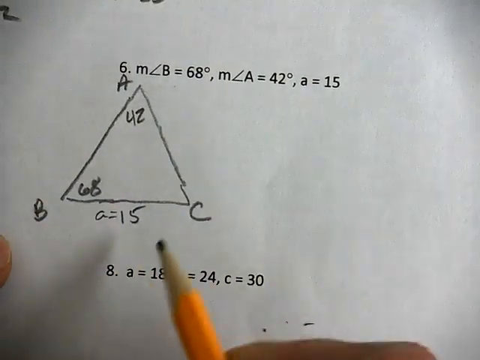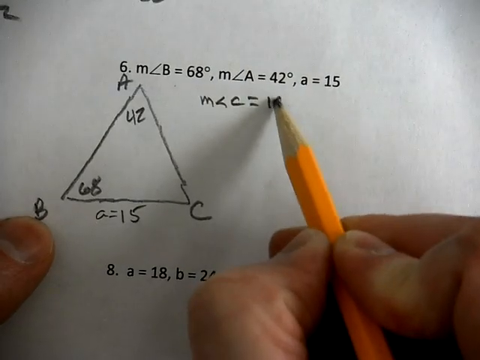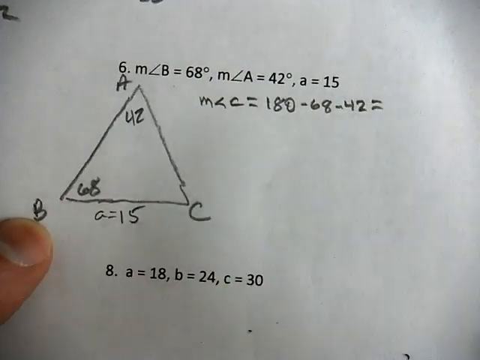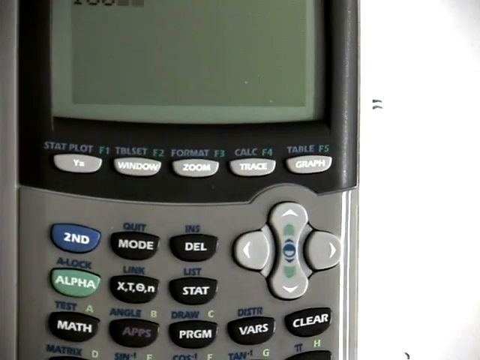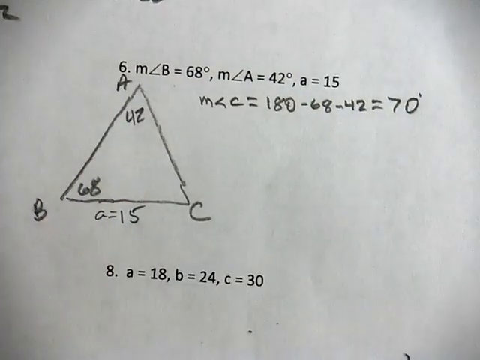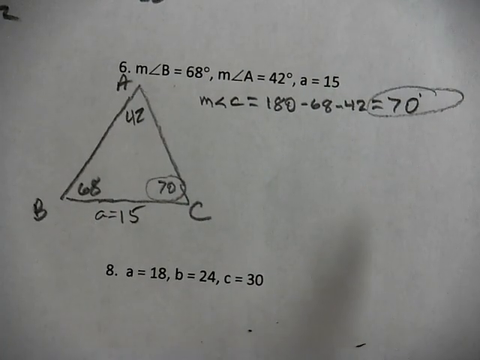So I can find out the measurement of angle C by subtracting 68 and 42 from 180. We get 70. So that's the measurement of angle C. And now we're going to use law of sines again. So we didn't practice any law of cosines. You might want to look at law of cosines. There is some law of cosines.